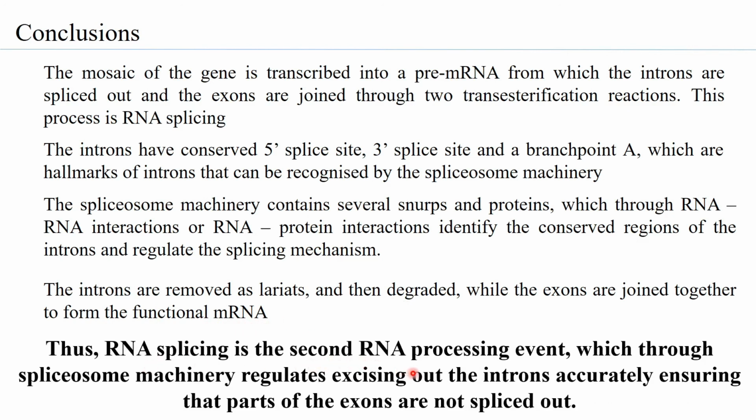Thus, RNA splicing is the second RNA processing event, which through the spliceosome machinery regulates excising out the introns accurately, ensuring that parts of the exons are not spliced out, but the exons join each other to form the final functional mRNA.